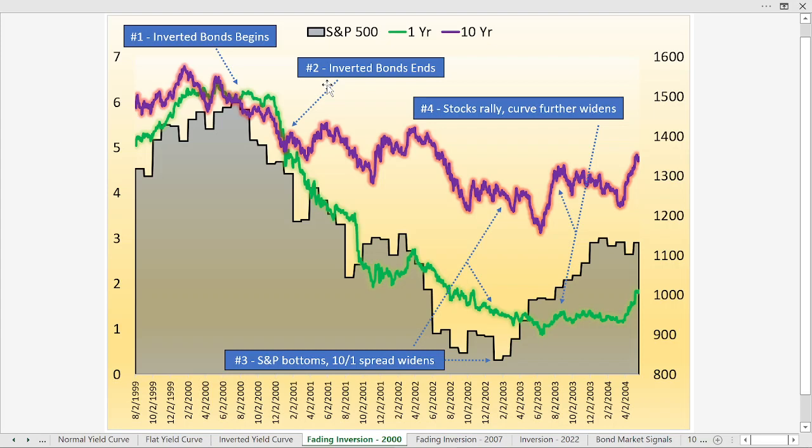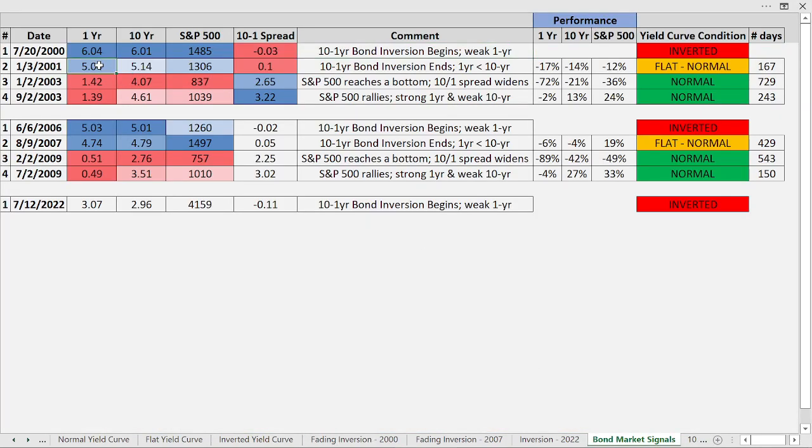Number two, the inverted bond market actually ends. That's when the purple line, the 10-year, drifts back above the green line, the 1-year. Notice stocks started to come down, but not a lot yet. On January 3rd of '01, 5.04 is the yield for a 1-year bond. The 10-year pays 5.14. The S&P 500 is at 1306. That represents a 10 basis point spread, meaning that the 10-year is 10 basis points above the 1-year. That's when the bond inversion ends, and the 1-year is a little bit below the 10-year.